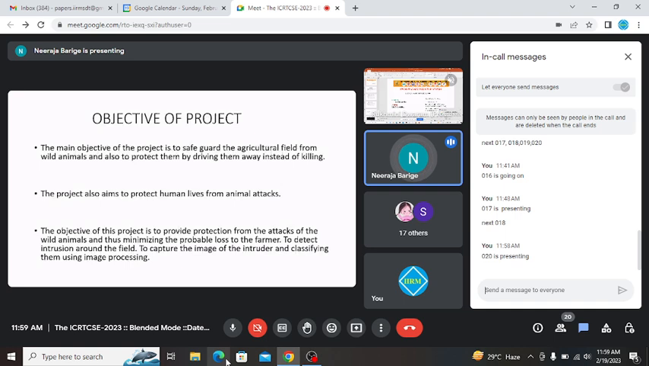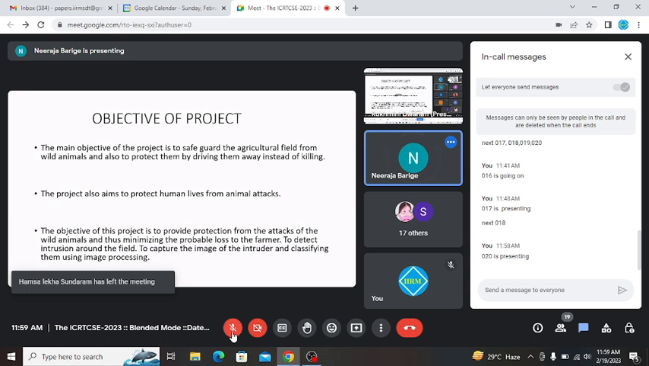Objective of the project. The main objective of the project is to safeguard the agriculture field from the wild animals and also protect the animals by driving them away instead of killing. Here we are saving both animals' lives and humans' lives and also the farmers' farms. The objective is to detect the intrusion around the field. We capture the image of the intruder and classify, using image processing, which animal is entering into the field.